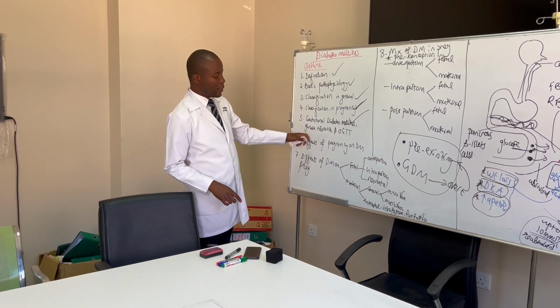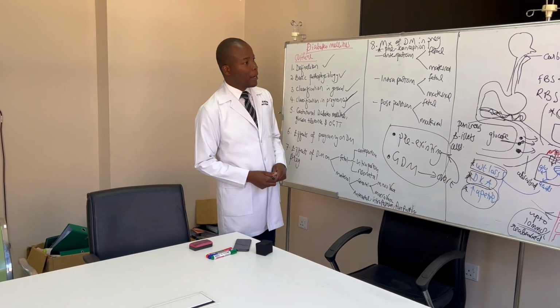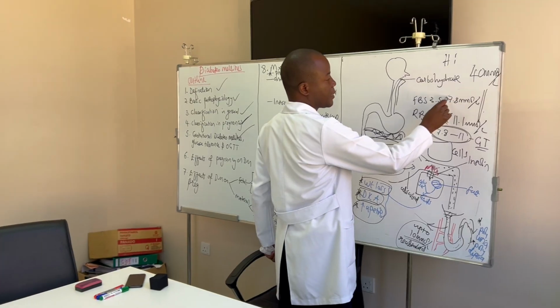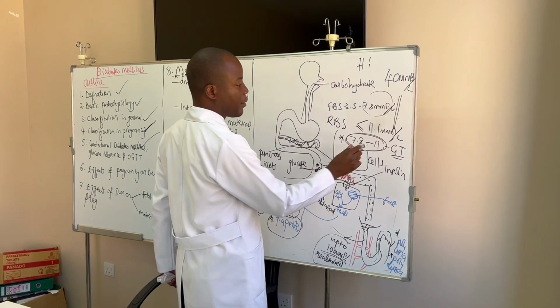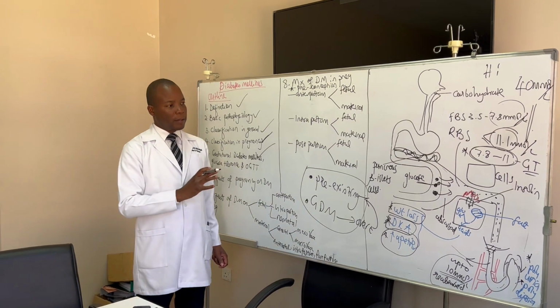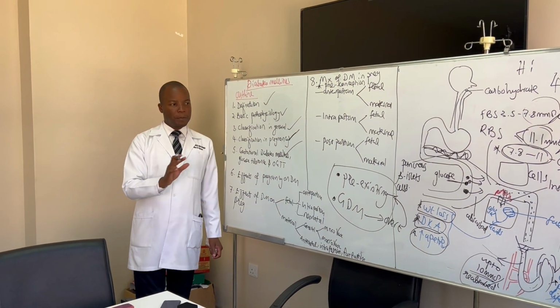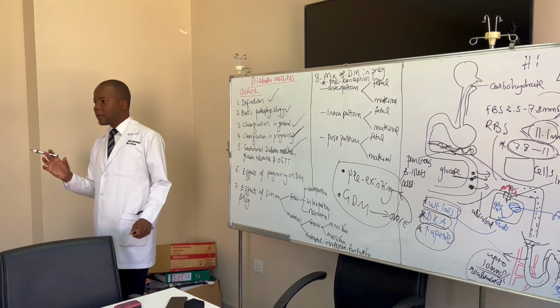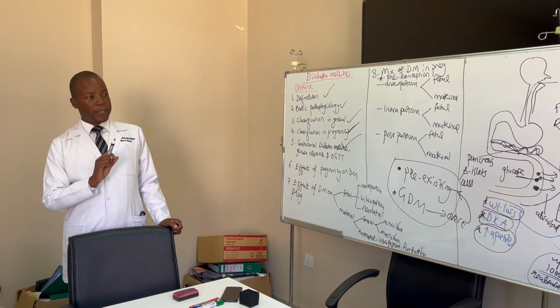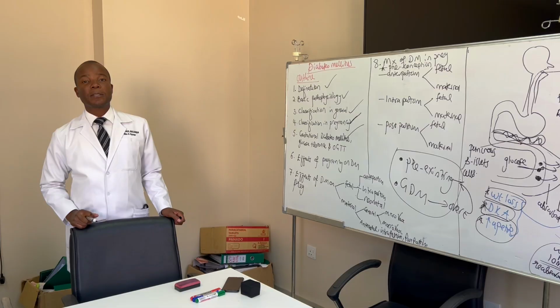What is glucose intolerance? Remember, we had the range. If we are saying fasting is 7.8 and the random is 11.1, it means we are allowing for sugar to float around between 7.8 and 11.1 when you eat. But that floating around should not persist beyond 2 hours.